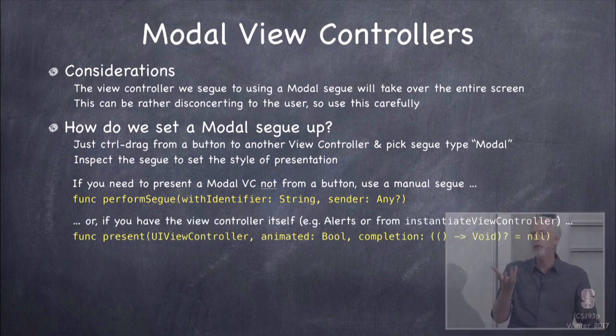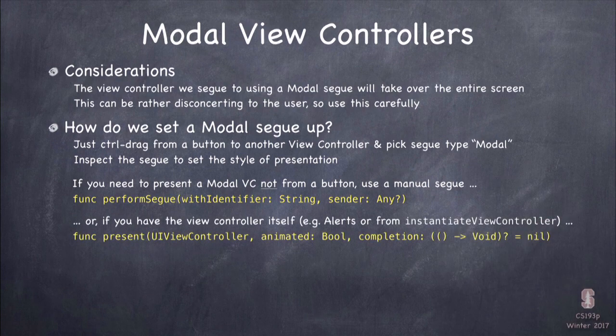Also, if you happen to have a view controller in your hand, like you have a local variable that has a view controller in it, which, by the way, when would that ever happen? Have we seen that happen? I don't think we have yet. But there are various iOS API that will give you back a view controller. Like on Wednesday, we're going to talk about alerts and action sheets. They will give you an MVC, which is basically an alert that you're going to put up on the screen.